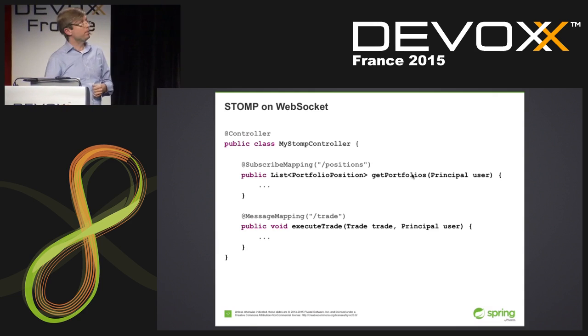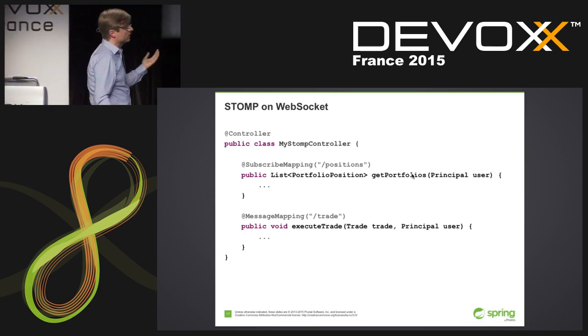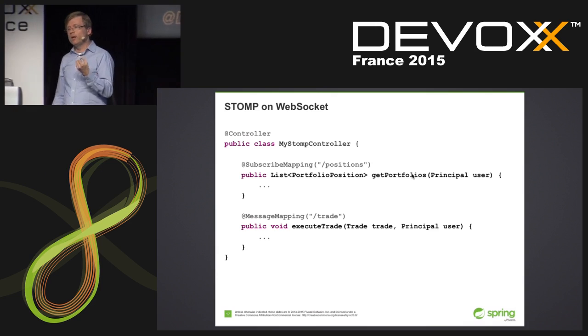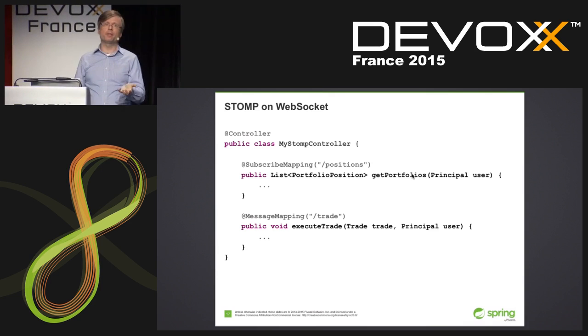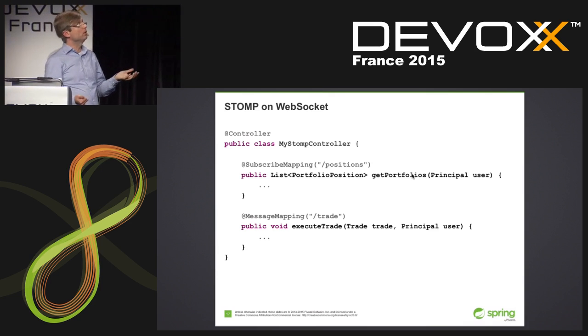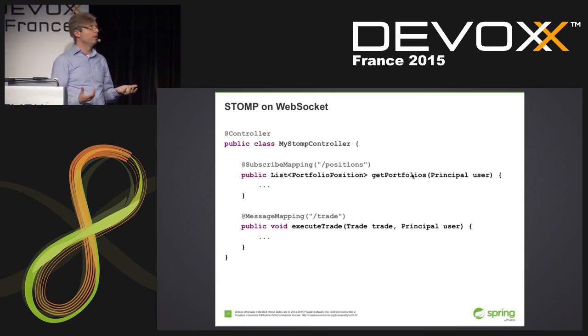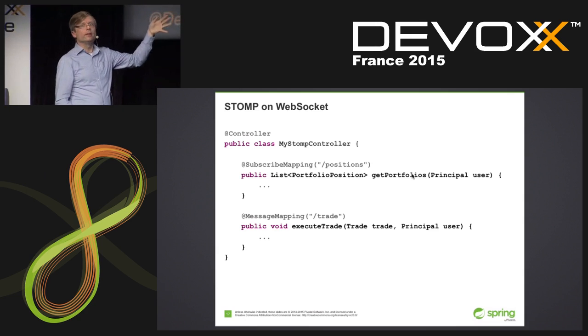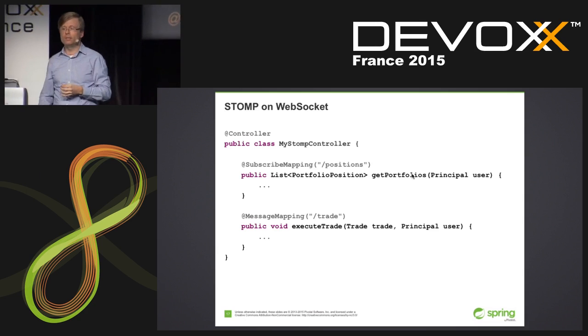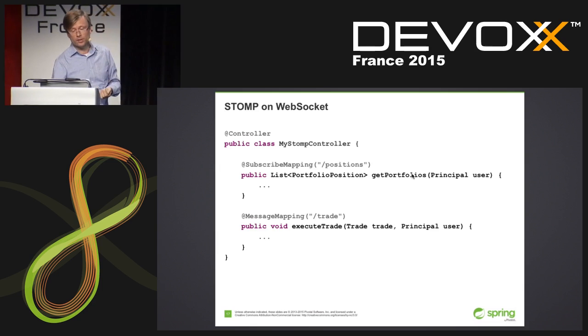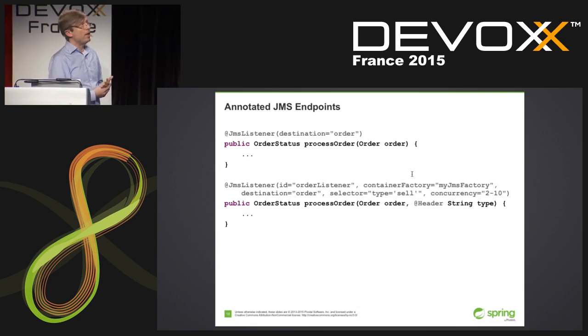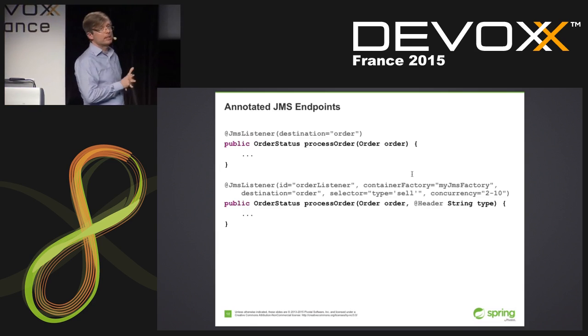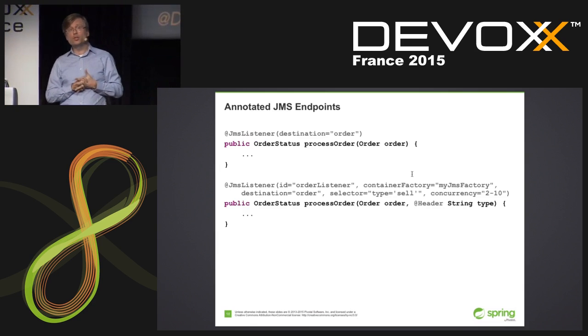@SubscribeMapping and @MessageMapping have a specific meaning in the STOMP protocol, so subscribe requests or regular messages. This is Spring's way of expressing endpoint handler methods for the STOMP protocol on WebSocket communication channels. Aside from what we do at runtime here, just look at the design here. It looks very similar to the regular endpoint model for HTTP endpoints in Spring MVC. We have a similar way of expressing endpoints for regular JMS messages as well.